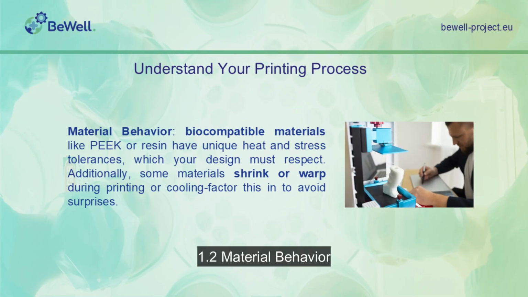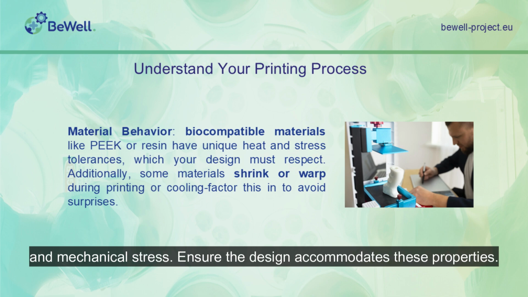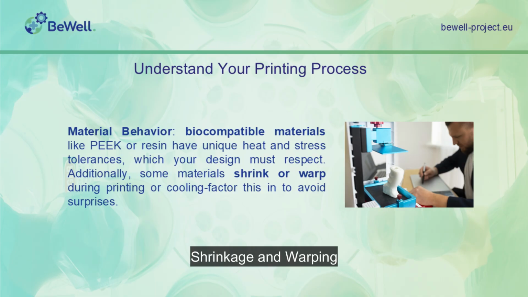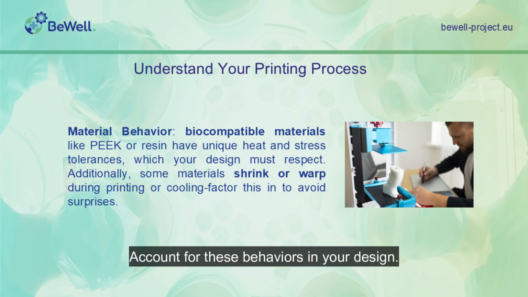1.2 Material behavior. Biocompatible materials. Materials like PEEK, resin, or nylon have specific tolerances for heat and mechanical stress. Ensure the design accommodates these properties. Shrinkage and warping. Some materials may deform during printing or cooling. Account for these behaviors in your design.